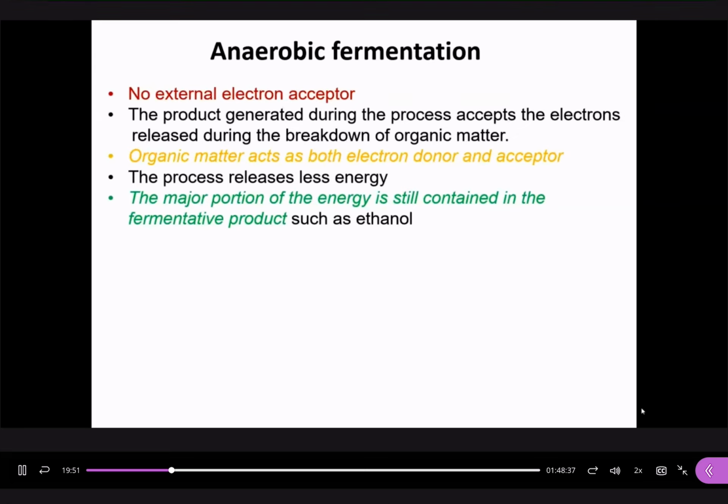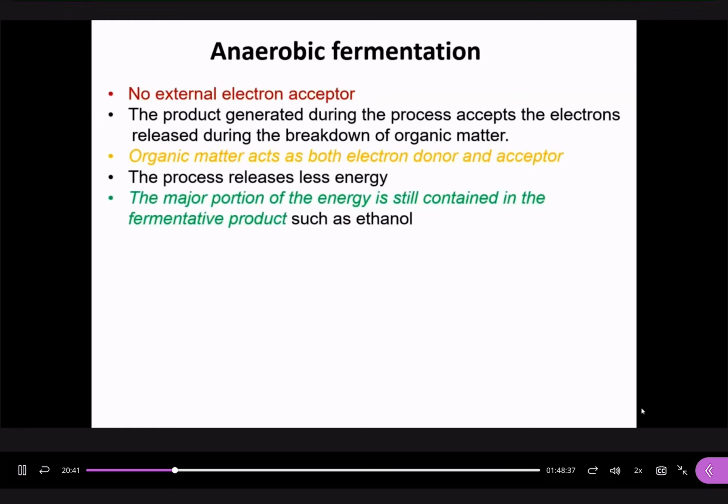Oxygen is one, right? Aerobic treatment. So we need aeration because we need to supply oxygen. Nitrate could also be an electron acceptor. During the denitrification process, we convert nitrate into nitrogen gas. So these are external electron acceptors.